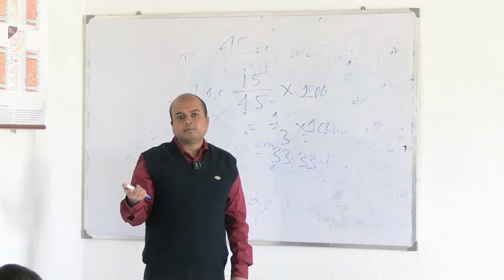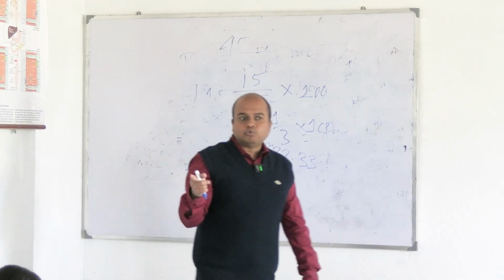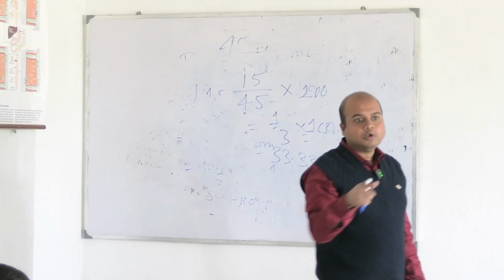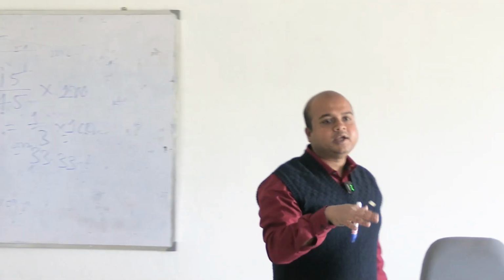Did I mention the range of the MCH? You should ask this question. I am always telling, answer: 27 to 32 picograms is the theoretically accepted range for mean corpuscular hemoglobin. What we calculated as 30, theoretically accepted is 27 to 32. If it is 25, then the mean corpuscular hemoglobin is less than the reference range. The reference range is 27 to 32.